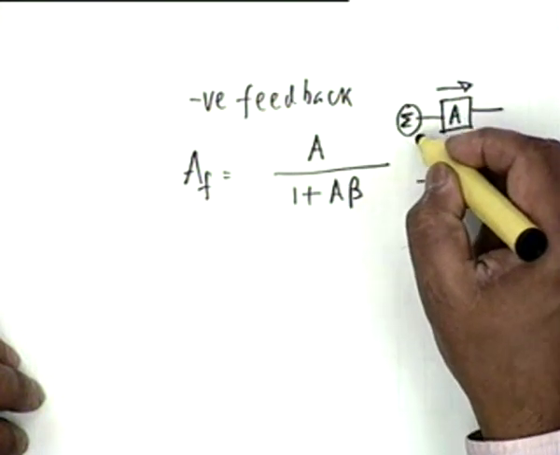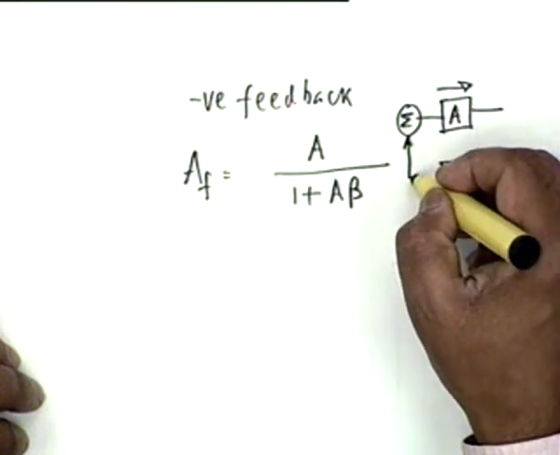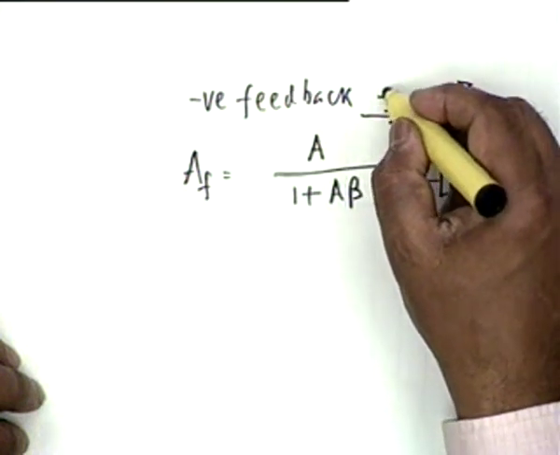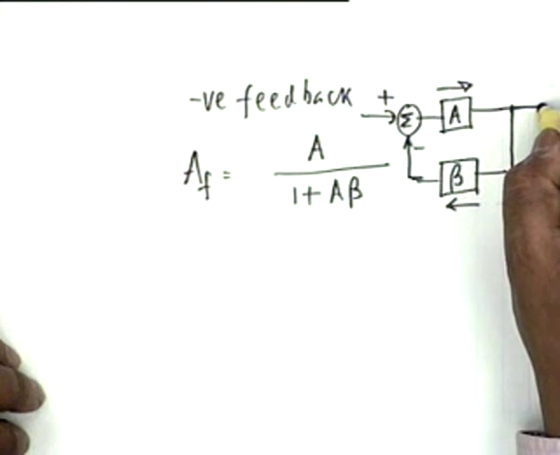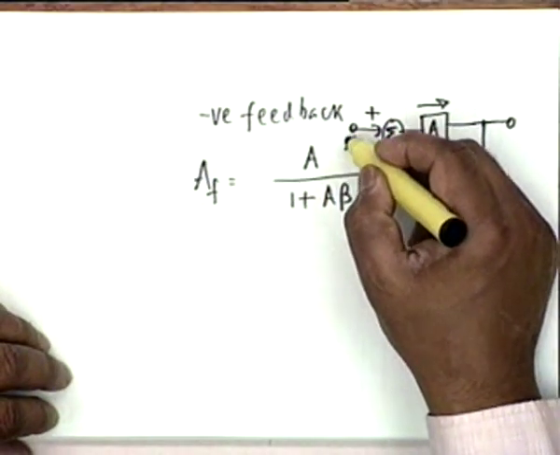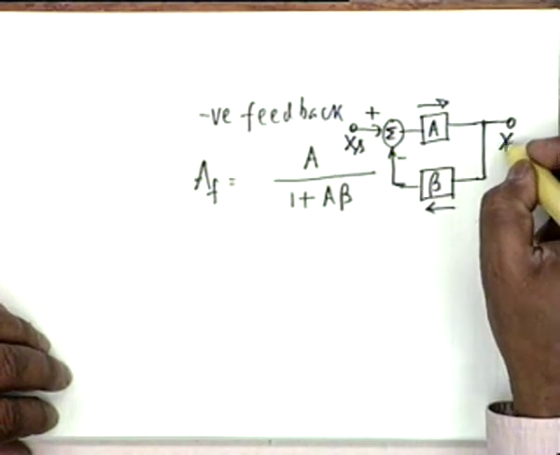Then there was a feedback here with this polarity, negative feedback, and the output was taken from here and this is the output. This is the input XS and this is the output XO.